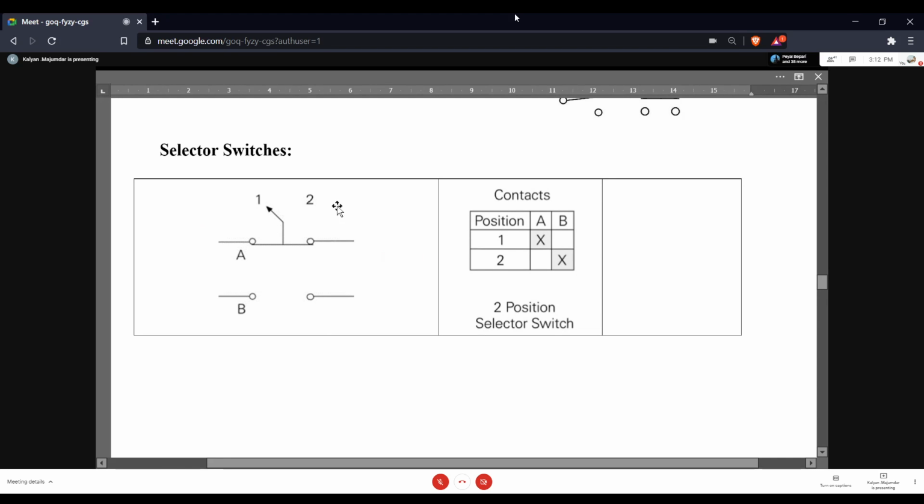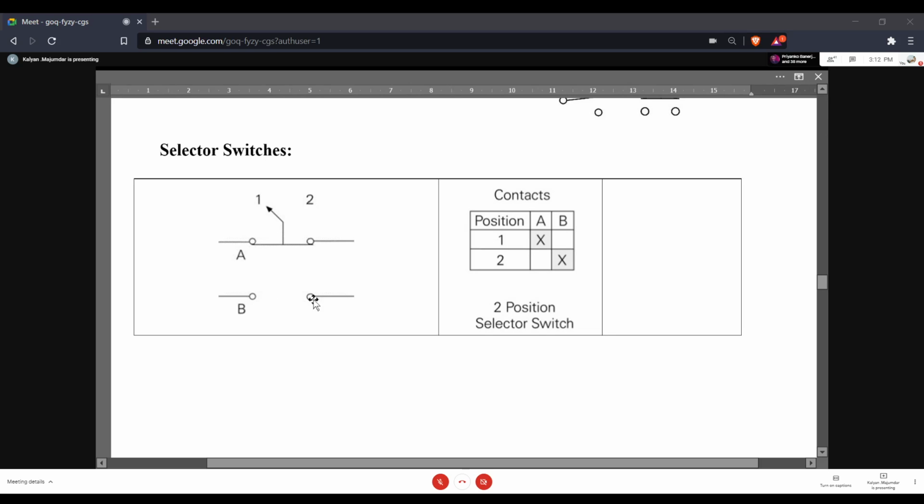See, here it's called a 2-position selector switch. There are 2 positions, 1 and 2. When this is in position 1, these 2 contacts which are labeled A are closed, and these 2 contacts which are labeled as B are open. So position 1, this cross means this is closed. So A contacts are closed and B contacts are open. In position 2, B contacts are closed and A contacts are open. So it's making one circuit and breaking one circuit depending upon whether the selector is in position 1 or position 2.